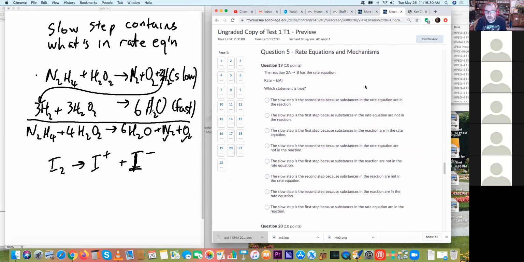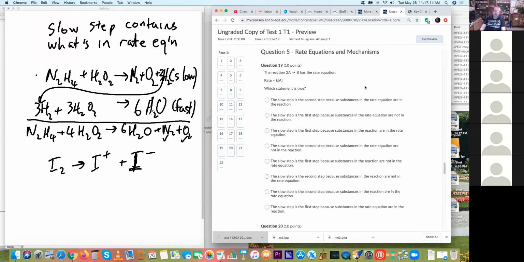Okay, so question 5, rate equations and mechanisms. That's what we're going to go through here. The reaction 2A to B has the rate equation given. What statement is true? Before we look at the answers, what do you know about the slow step? Is it the first step or the second step? It's the first step, because A is a reactant. So you'd be looking for an answer that says the slow step is the first step, because substances in the rate equation are in the reaction. You'd find that one somewhere.